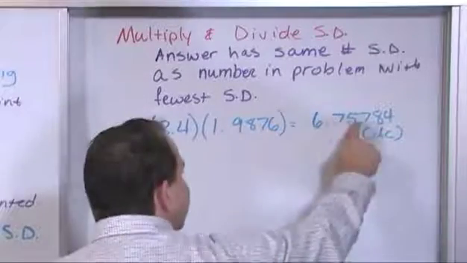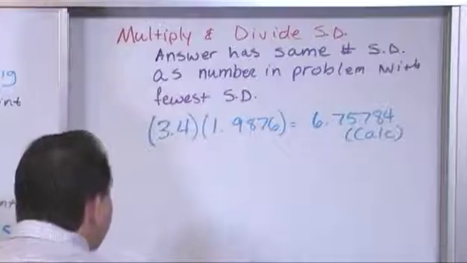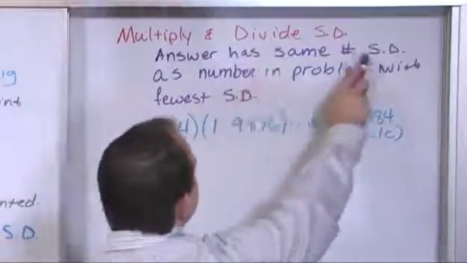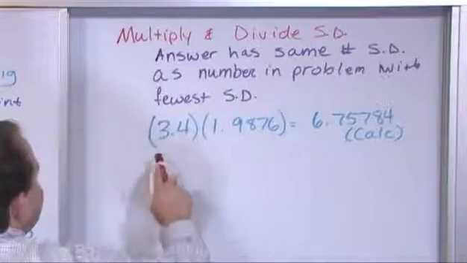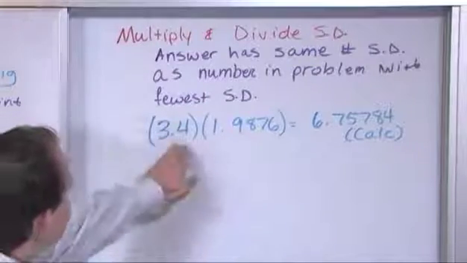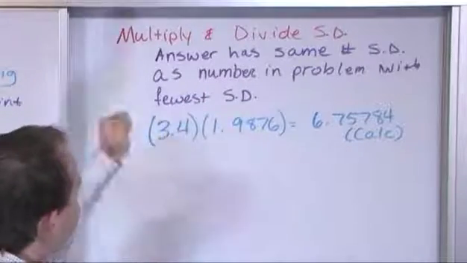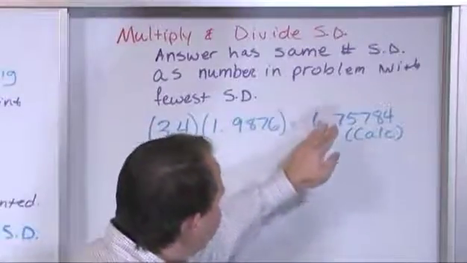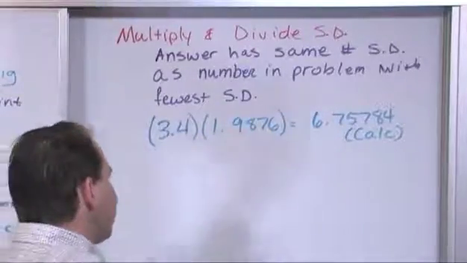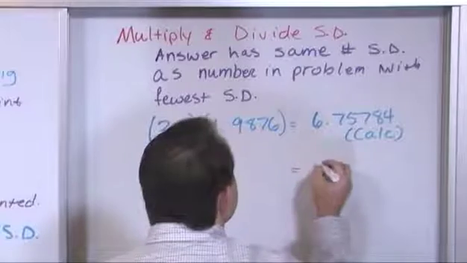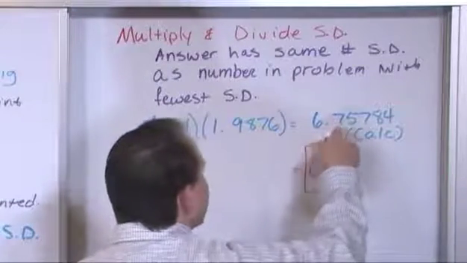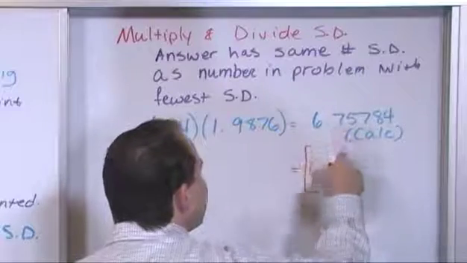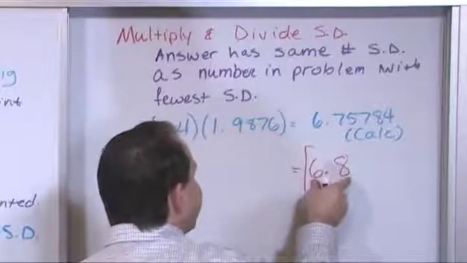Basically, my answer given by the calculator is given by this guy, and I'm going to keep the same number of significant digits as the number in my problem with the fewest significant digits. In other words, this number has 2 significant digits. Therefore, my answer must have 2 significant digits. So the way I'm going to write that is 6.8. I'm going to round it here because I have a 5 here. This is going to round up to 8, and I'm going to truncate everything right there.